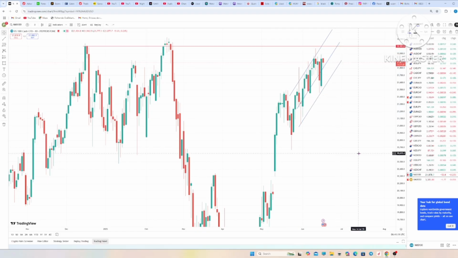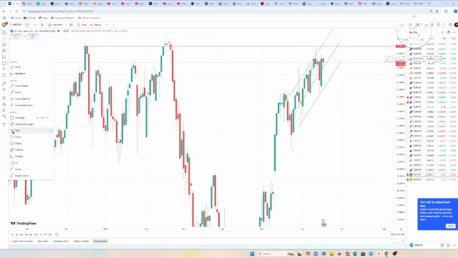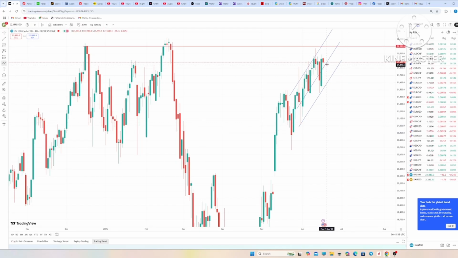So what happened? Notice price broke out of the inner trend line, but wasn't able to break out of the outer trend line. That's why it was rejected back inside. Okay, again, for us to be sure that price has broken out of the whole structure, we want to see price break completely out of both trend lines.